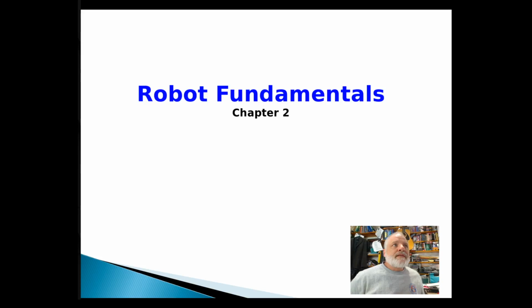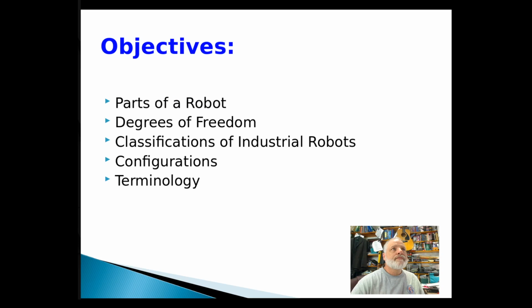Okay, welcome back to week 2 of Introduction to Robotics, and today we're going to be looking at Chapter 2 of the Ross book, Robot Fundamentals. And the objectives today, we're going to be looking at understanding and defining the parts of a robot, the degrees of freedom, some classifications, configurations, and some terminology.